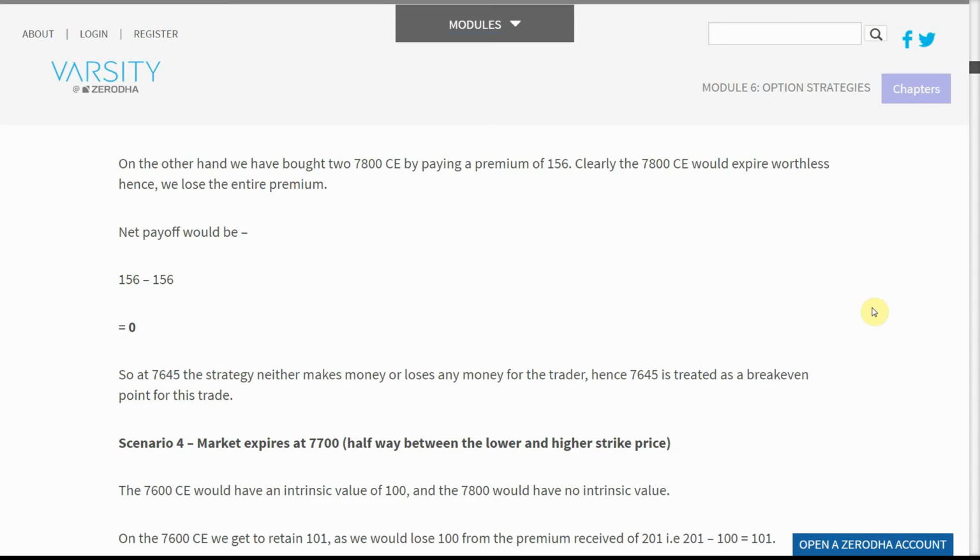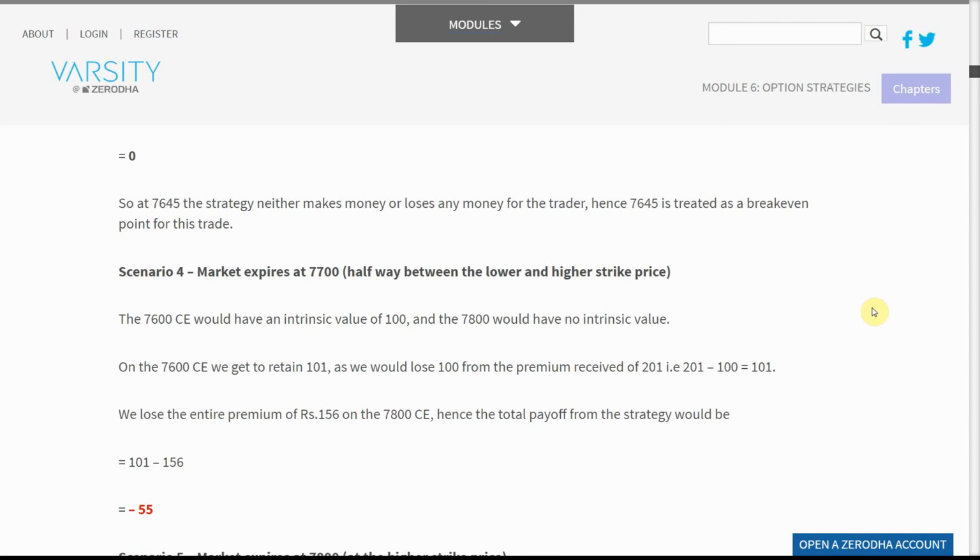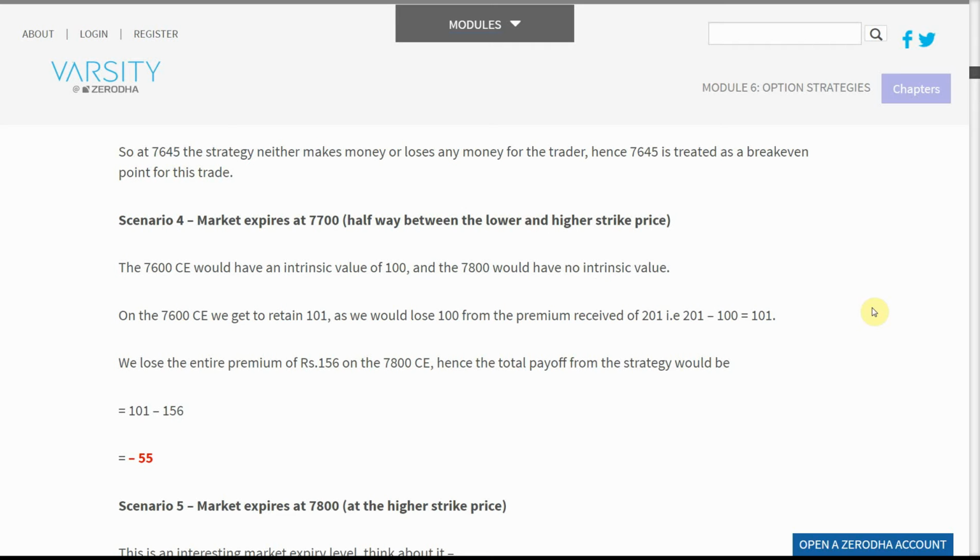Scenario 4: market expires at 7,700, halfway between the lower and higher strike price. The 7600 CE would have an intrinsic value of 100. And the 7800 would have no intrinsic value. On the 7600 CE, we get to retain 101, as we would lose 100 from the premium received of 201, i.e. 201 - 100 = 101. We lose the entire premium of 156 rupees on the 7800 CE. Hence the total payoff from the strategy would be 101 - 156 = -55.